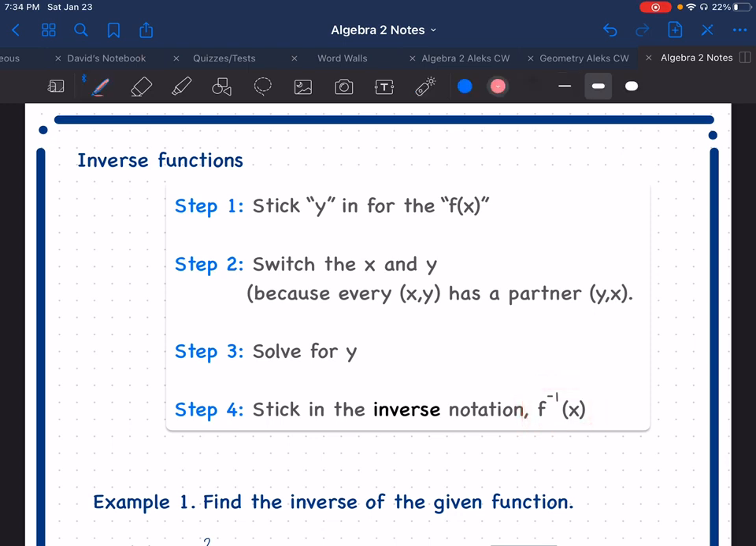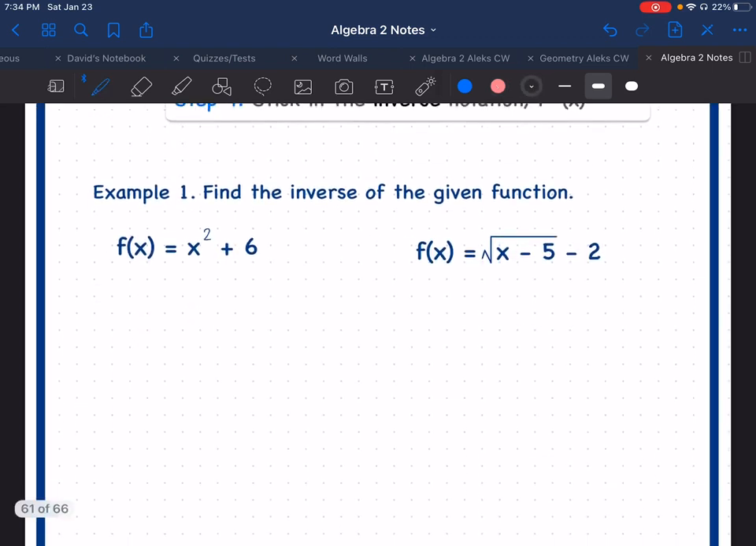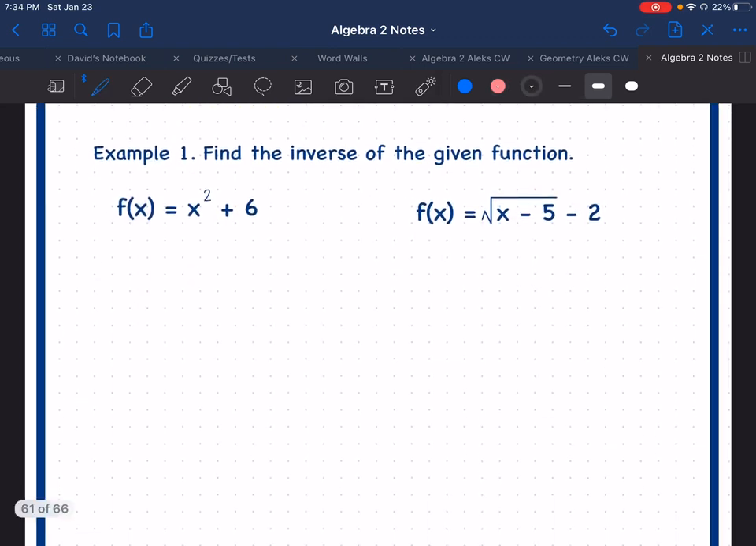Let's go ahead and give it a try. I've got 2 equations here for us to do, and we just have to find the inverse of both of these. So we're going to try a quadratic, and then we're going to try a square root so that you can see that they are inverses of one another. So step 1, we're going to change the f of x to y.